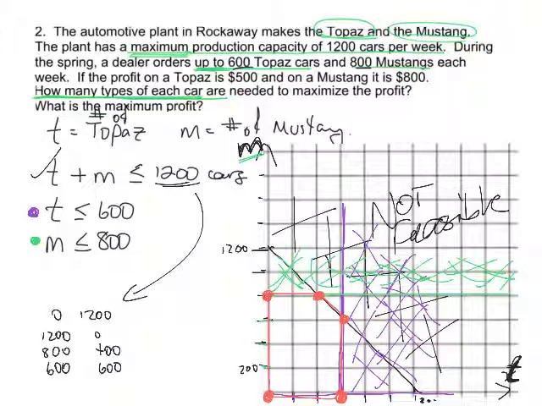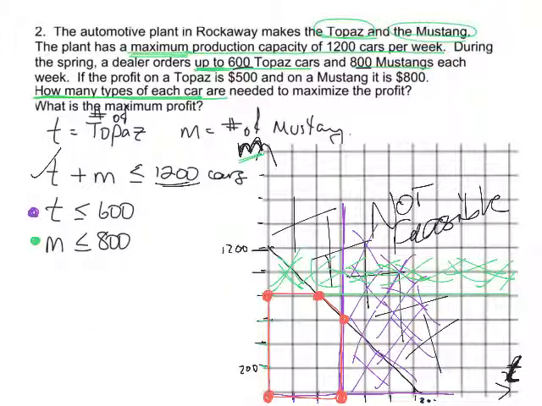So now what we need to do is figure out how many of each type of car are needed to maximize profit. So let me go through and erase some of this. I don't need this table anymore, because now I'm trying to figure out profit. So let's go back to our written word. It says the profit on a Topaz is 500 and on a Mustang is 800. So let's put that into terms that we understand.